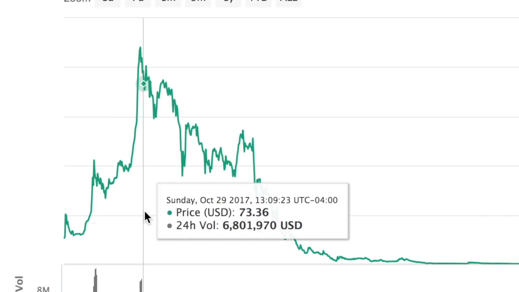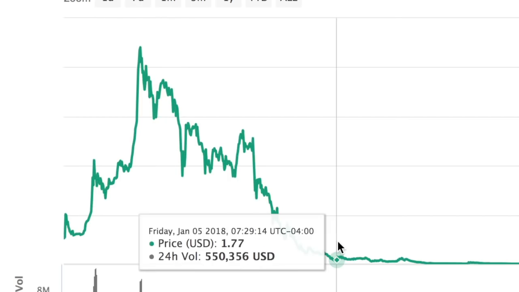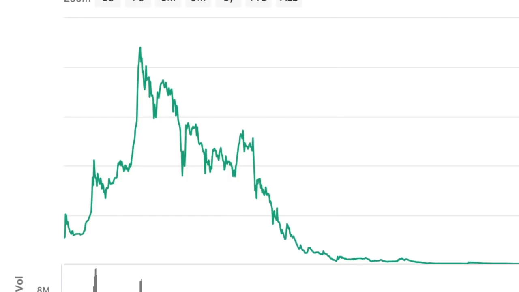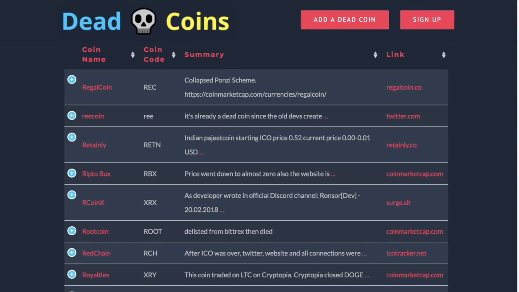The next day, it drops down to 7. Couple days later, it's down to 60. And within a couple months, basically the whole thing is sucked dry. So before making an investment in a coin, go to Deadcoins.com and see if it's listed on there.